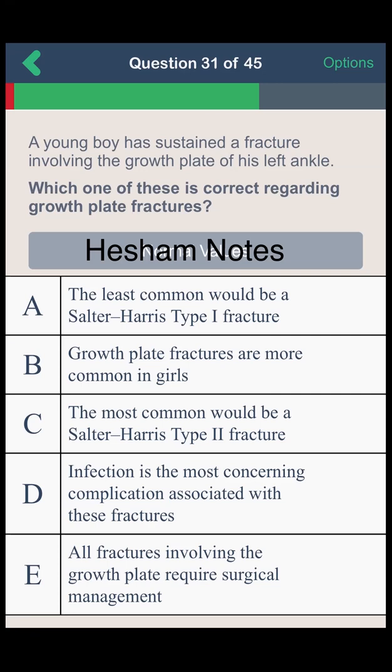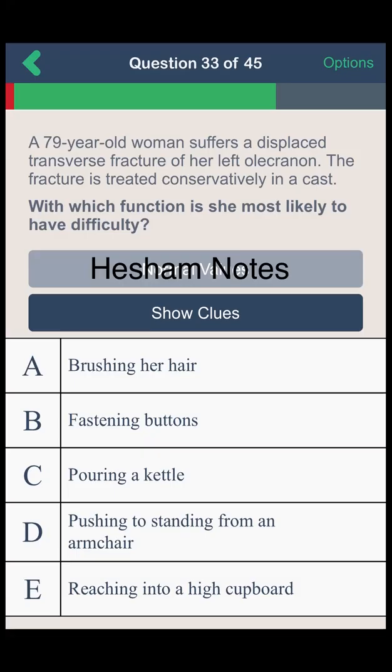Let's see. The most common is type 2, 75%. The least common is type 5, 1%. Type 5, crush injury, yes. Okay, then another one. Type 5 is the least common and is the worst. There's growth arrest, and there will be a discrepancy in the length of both limbs. Yes, then this question.